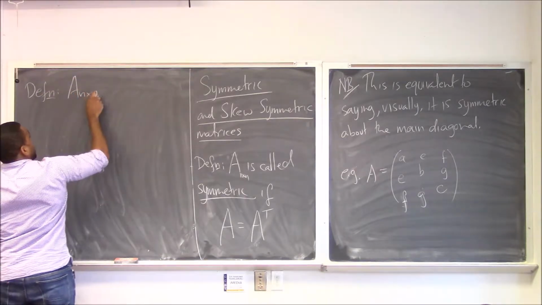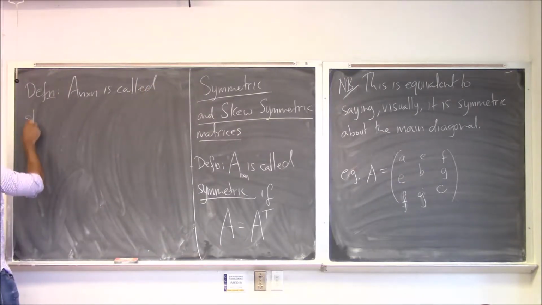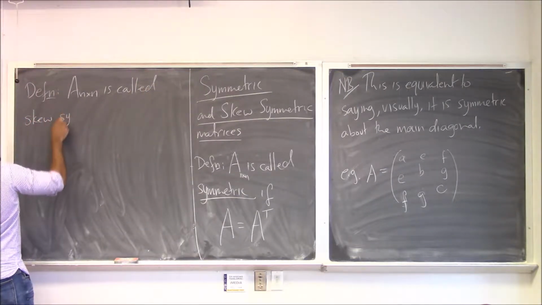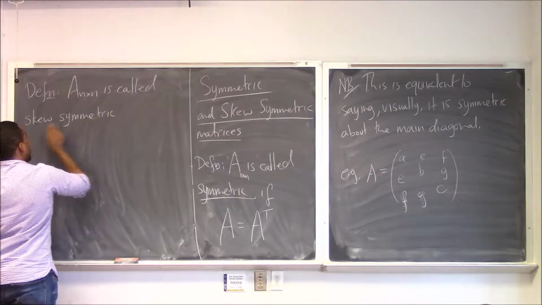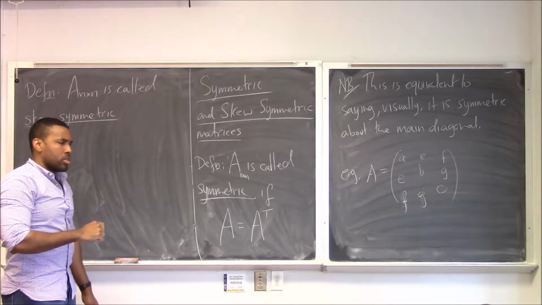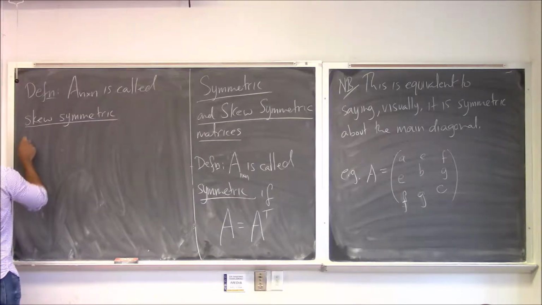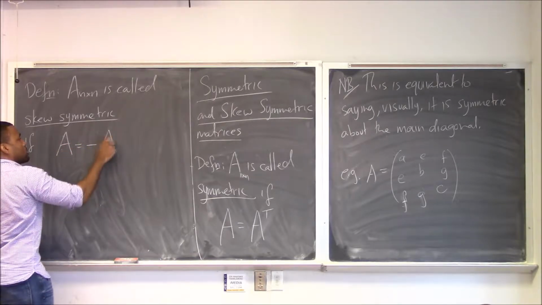Definition: A, n by n, is called skew-symmetric. I believe another phrase for this is anti-symmetric, but I can't remember at the moment. If A is equal to the negative of its transpose.